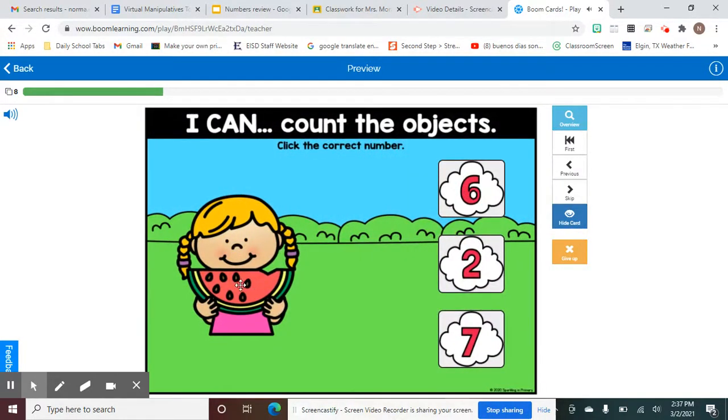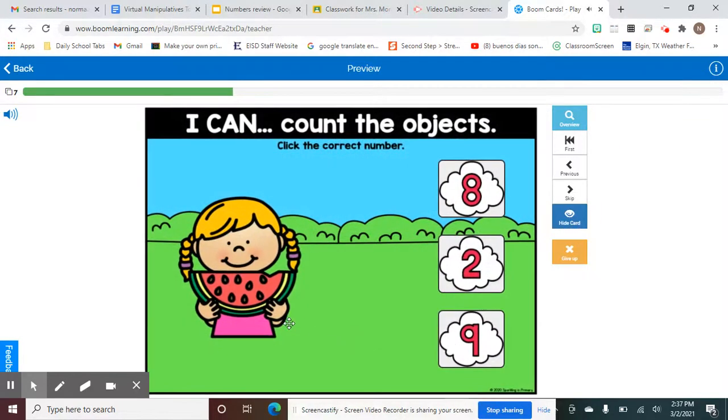Let's count the watermelon seeds together. 1, 2, 3, 4, 5, 6, 7. Which one is 7? Top, middle, or bottom? It's going to be the bottom one. Good job. Count the seeds. 1, 2, 3, 4, 5, 6, 7, 8, 9. Which one is 9? Top, middle, or bottom? It's going to be the bottom one.